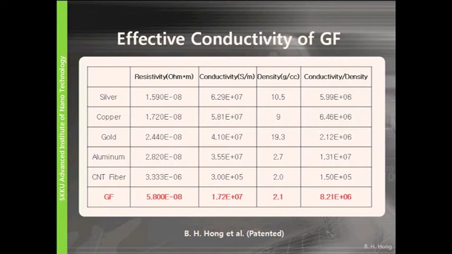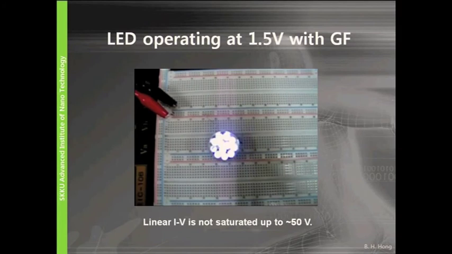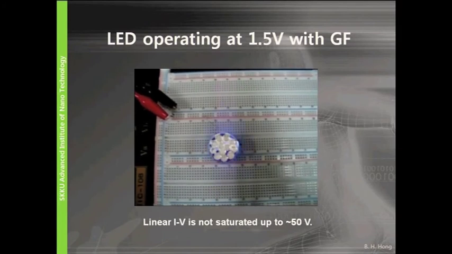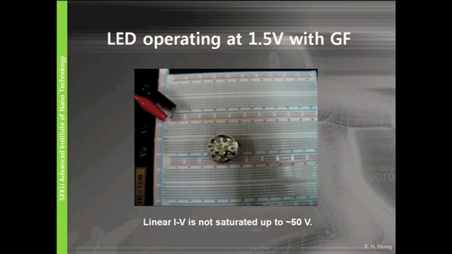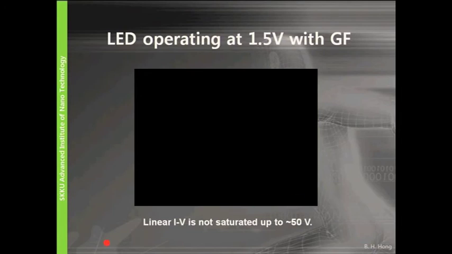We didn't dope the graphene fiber at all. So I think if you use some doping method, it is possible to get better performance than copper. We have used this graphene fiber for this LED operating at 1.5 volts. It shows linear IV up to 50 volts, so it's quite stable.